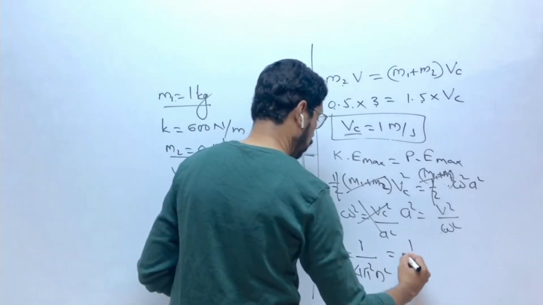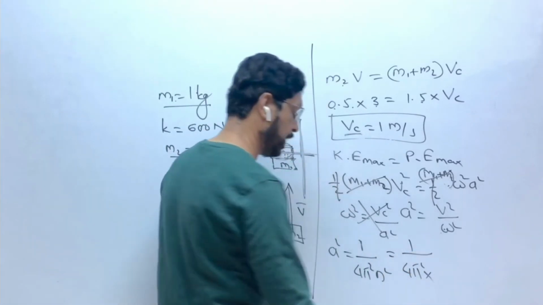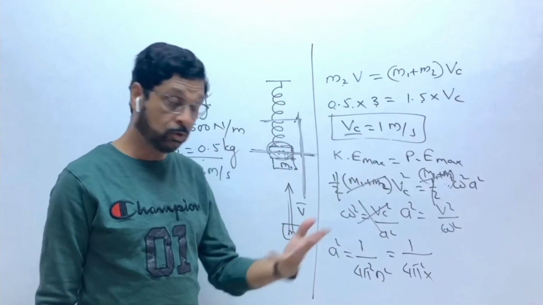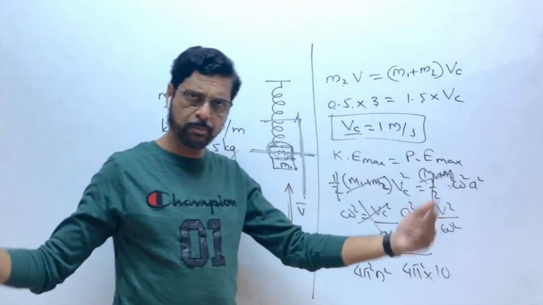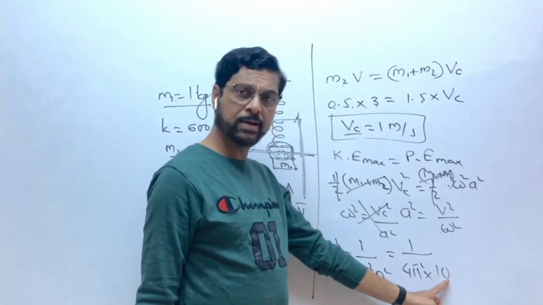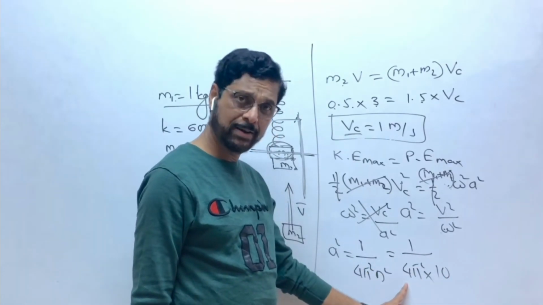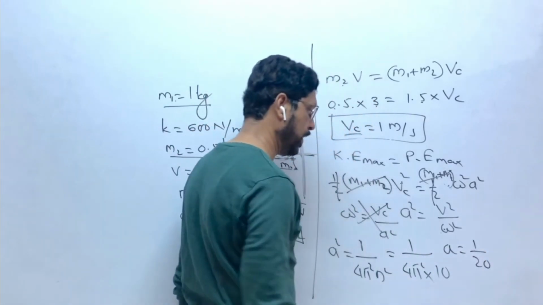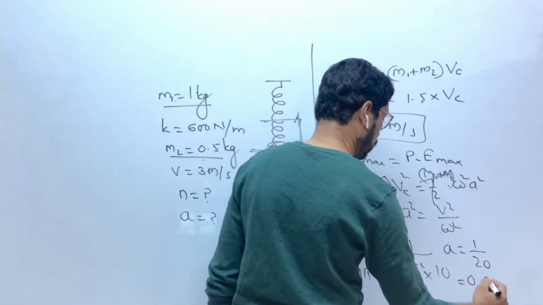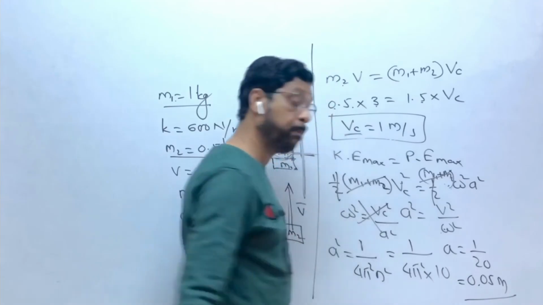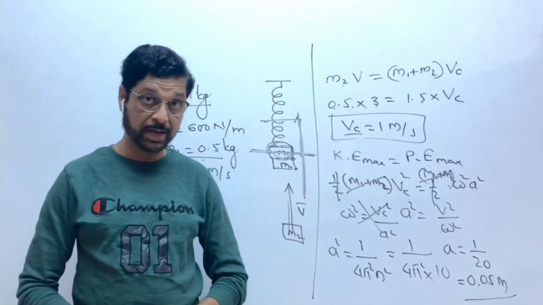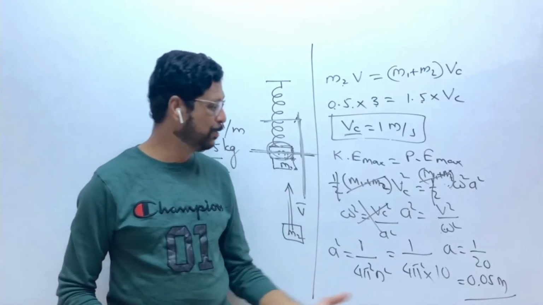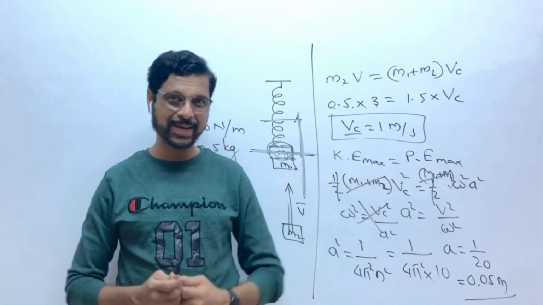That is equal to 1 upon 4 pi square into, how much was n? n was 3.2 approximately. So its square, you can take 10, no problem. So pi square into 10, 100, 1 upon 400. So A square is 1 upon 400, means A is equal to 1 upon 20, or you can say 0.05 meter approximately. And the exact answer is also 0.05 meter. So you got the exact answer.